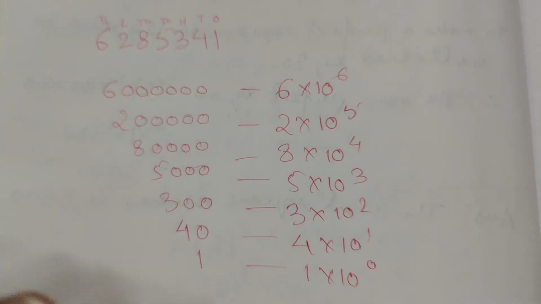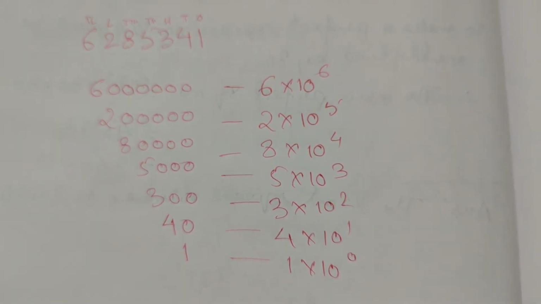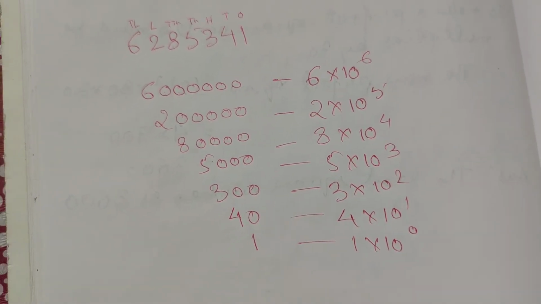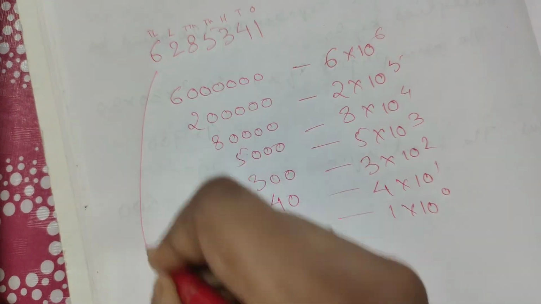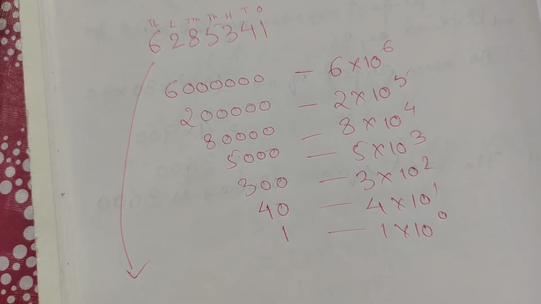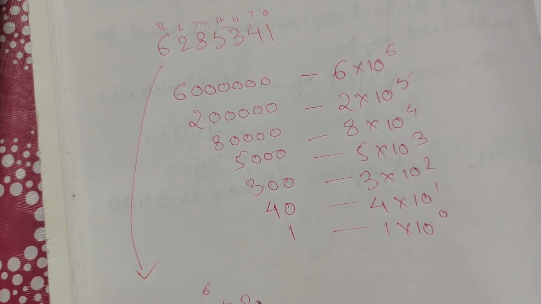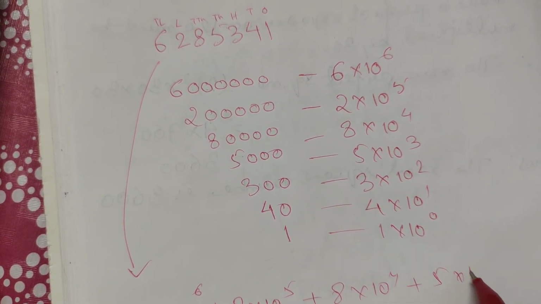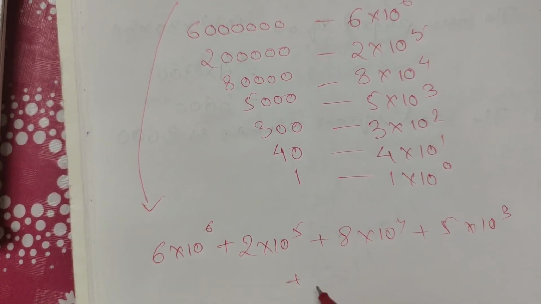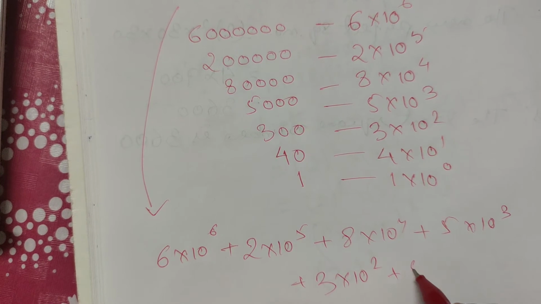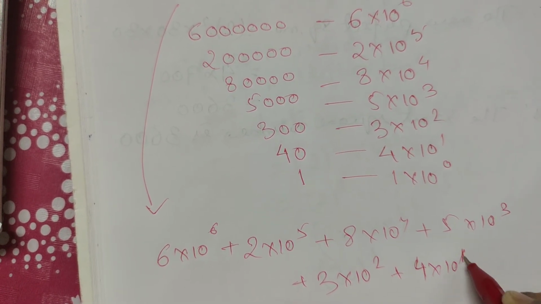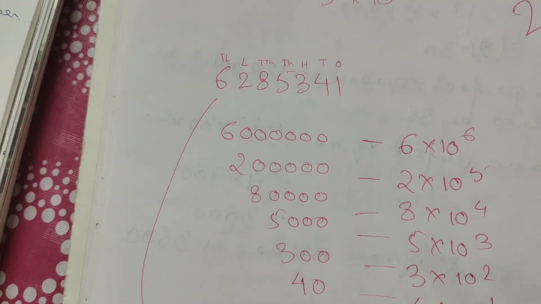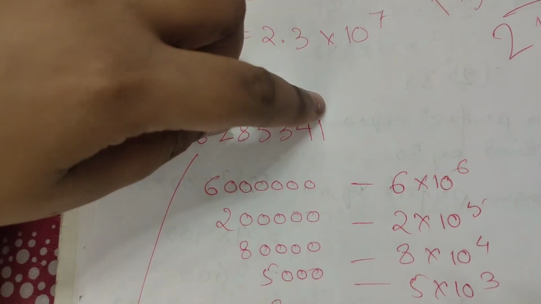This is what is to be written in the place value chart of these kinds of large numbers in the form of exponents. If you are asked to expand this number, just add these. So if we are expanding this: 6 into 10 to the power 6 plus 2 into 10 to the power 5 plus 8 into 10 to the power 4 plus 5 into 10 to the power 3 plus 3 into 10 to the power 2 plus 4 into 10 to the power 1 plus 1 into 10 to the power 0. But you don't write all these this way.